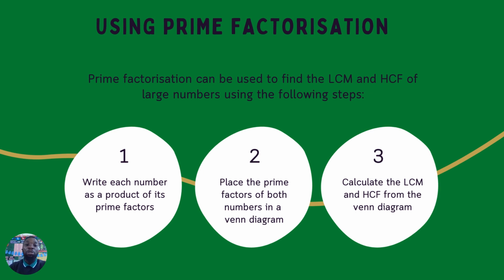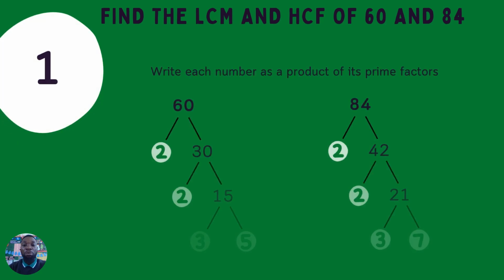The next step is to place the prime factors of both numbers in a Venn diagram. If you don't want to use a Venn diagram, you can use the table method or other forms you have seen. Then you can calculate your LCM and HCF from the Venn diagram. I believe the Venn diagram is not that common, so let's see how it works.